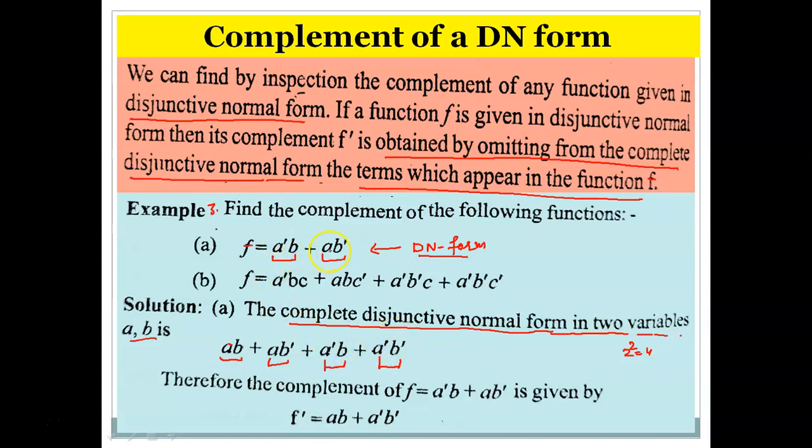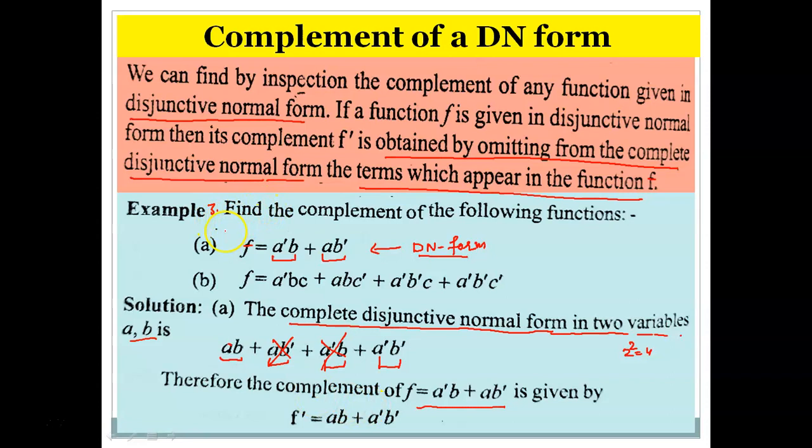Now our function has these two terms. So from this complete DN form, we omit these terms: a complement b is there, you cross out this, and then we have ab complement, you cross out this. Whatever is left is the complement of the Boolean function f. So you can say if f is this, then f complement is ab plus a complement b complement.